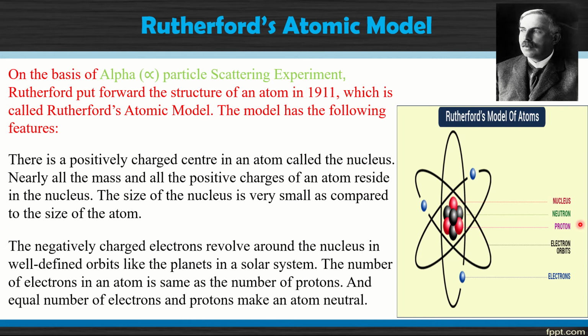And these negatively charged electrons revolve around the nucleus in well-defined orbits like the planets in a solar system. That means the electrons revolve around the nucleus like planets revolve around the sun. And the number of electrons in an atom is the same as the number of protons, because proton is positive in charge and electron is negative in charge. So these equal numbers of electrons and protons make an atom neutral.